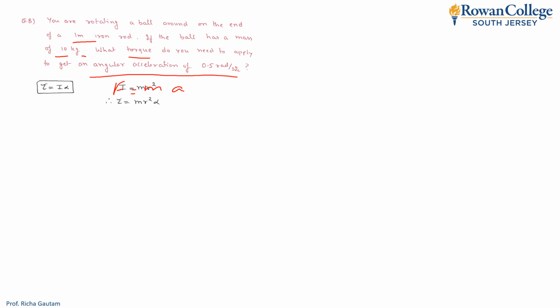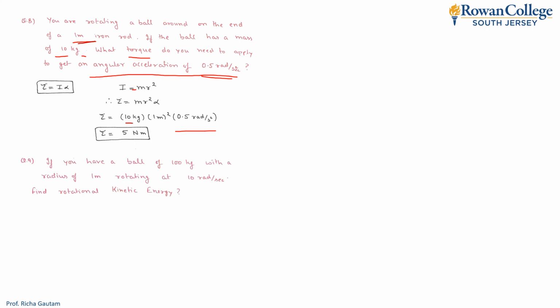I is equal to m r square, so my torque will now become m r square alpha. I have the mass, which is 10 kilograms, my r is given as 1, and alpha is given as 0.5 radians per second square. That's it. Just plug in these numbers and you'll get your torque, 5 Newton meter.